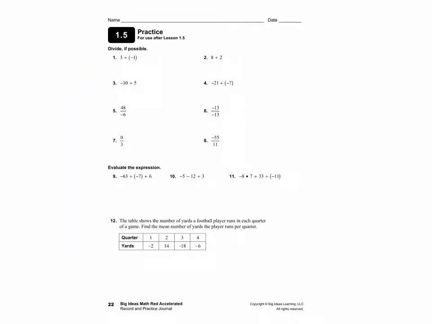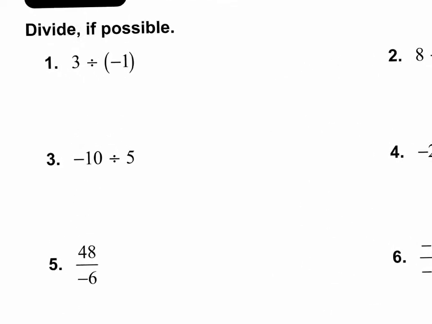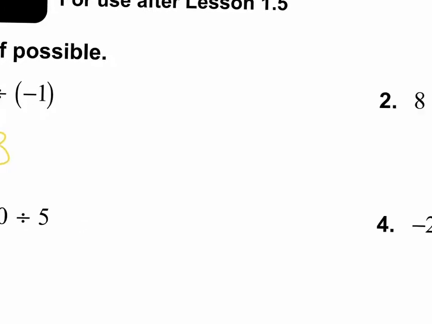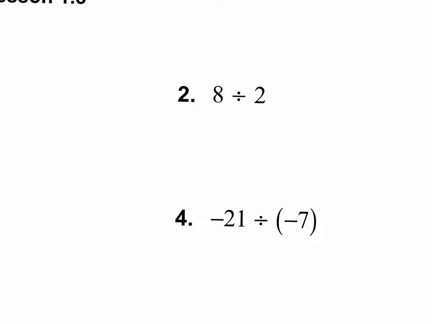So we're going to go ahead and do some example problems. I have a positive 3 divided by negative 1. They are opposite signs, so I'm going to end up with a negative. 3 divided by 1 is 3. Number 2, 8 divided by positive 2, so I'm going to end up with a positive. Positive divided by a positive, same signs, you get a positive. 8 divided by 2 is 4.